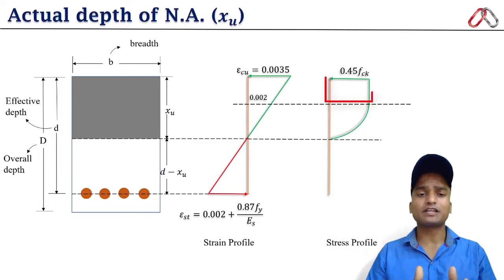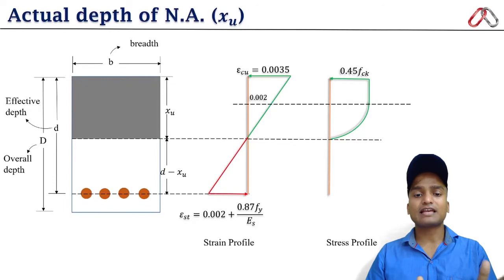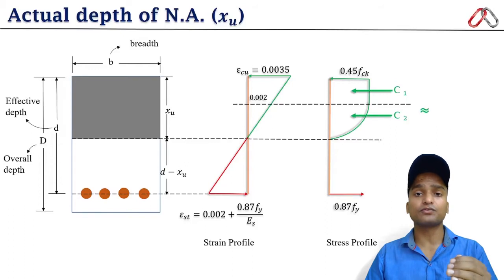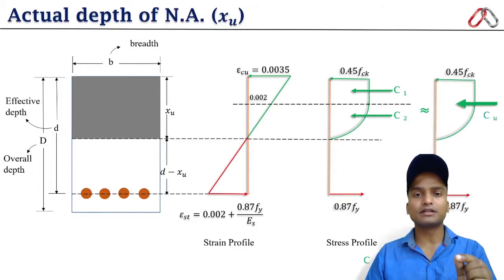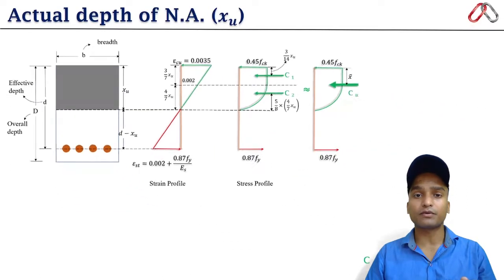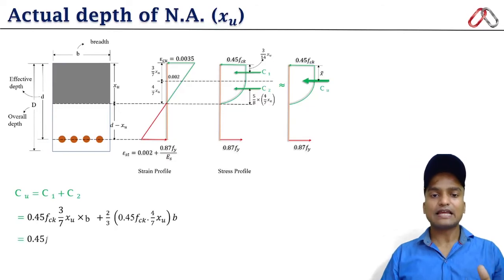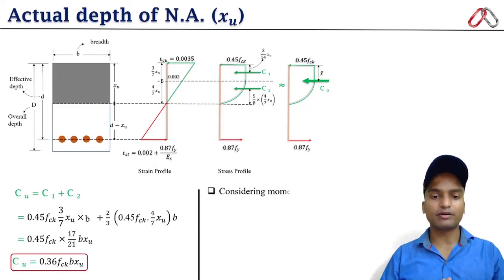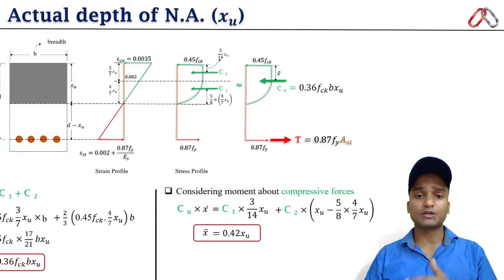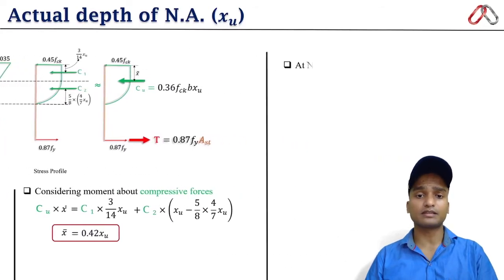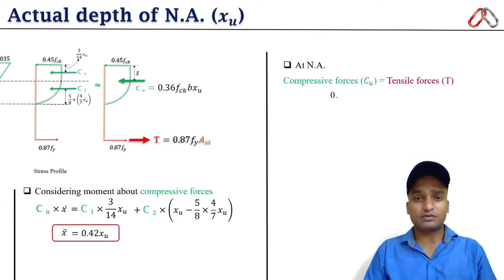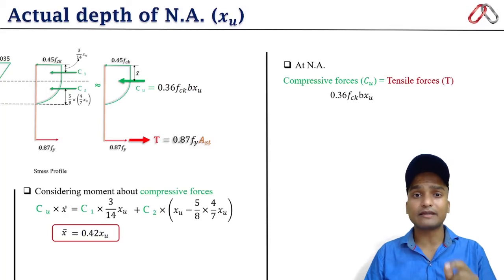We have very elaborately explained all this strain profile as well as the stress profile, and calculated the value of C1 for the rectangular block and C2 for the parabolic block, and then calculated the total compressive force, and the depth of the compressive force from the top is also calculated from the area moment theorem. So these calculations of the parameters of a stress block we have already done, so I'm not going to explain it here. You can just have a look at it in brief, and after this we equate the total compressive force to the total tensile force, which is equal to 0.87 Fy Ast, and equating these two forces gives us the value of actual depth of neutral axis.